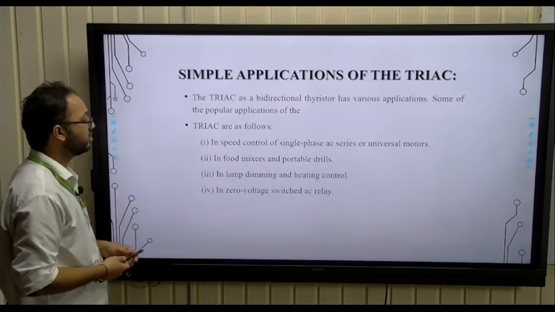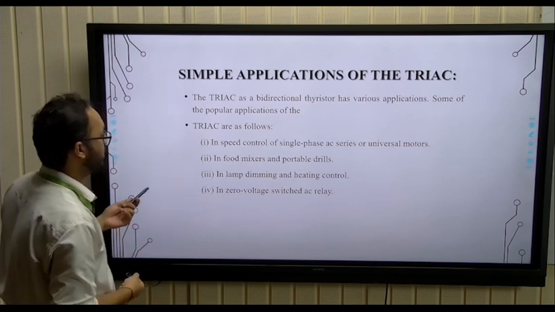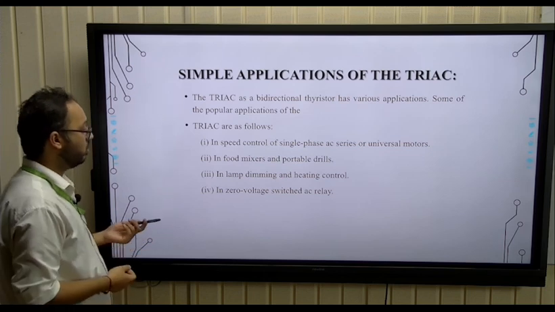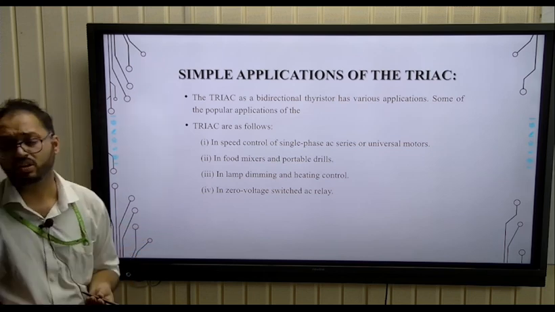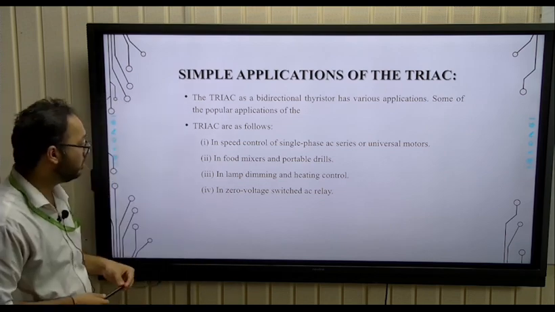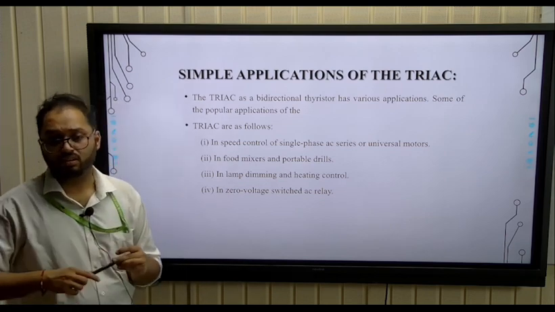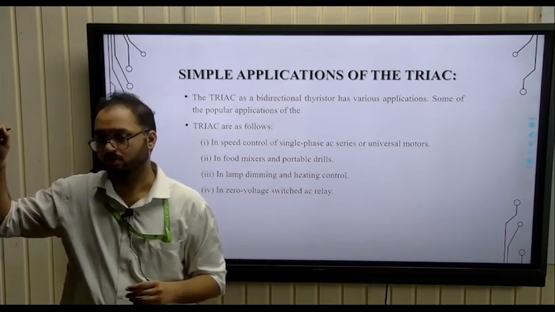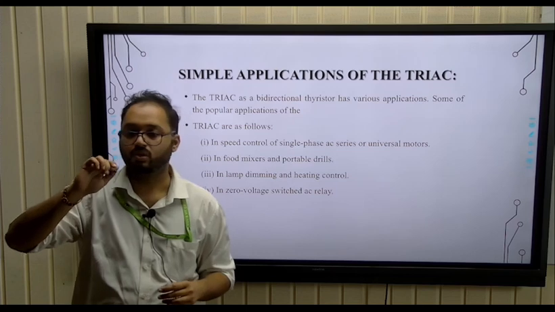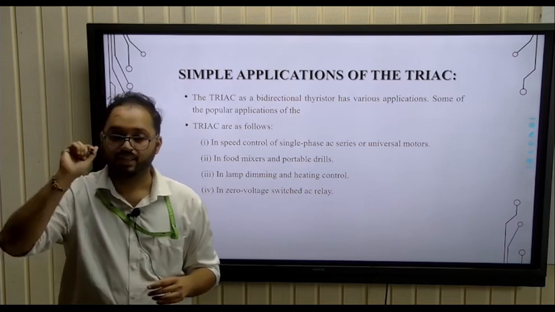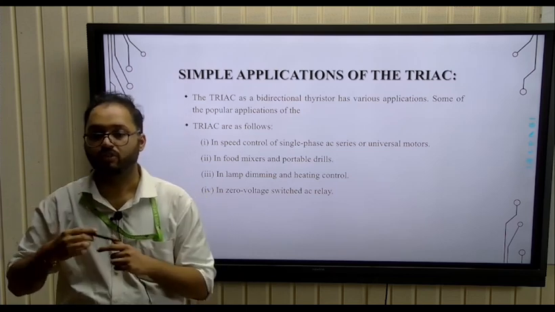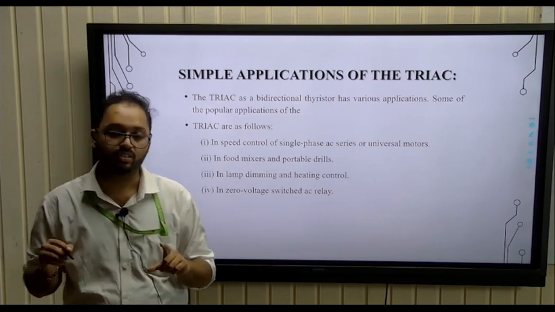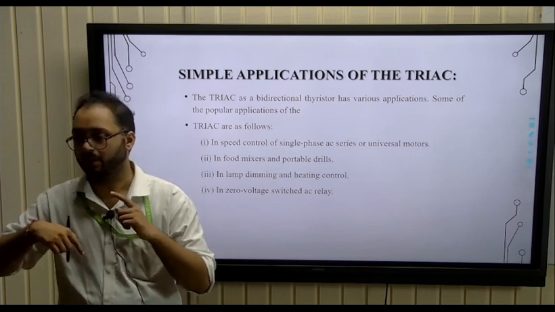Simple applications you can use are simple speed control, food mixers, portable drills, lamp dimming and heating control, or zero voltage switching relay. Zero voltage switching relay is when there is an AC waveform. If you have seen, it crosses zero many times. That is what we call zero crossing or zero voltage. At that point, you need to switch off relays or turn on things so that there is no current and no voltage, and due to that there will be no sparking.